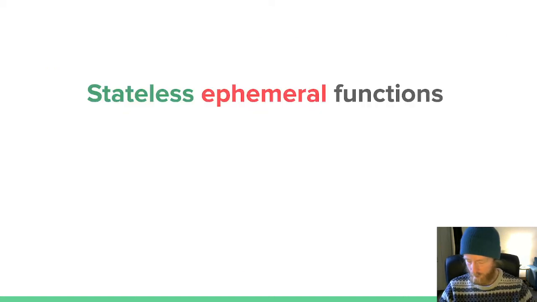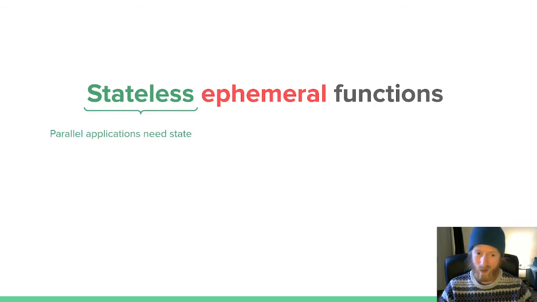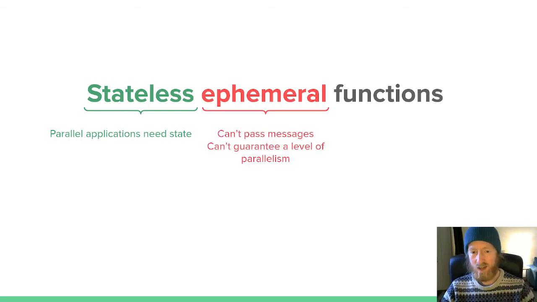So we believe the problem here is the dominant single programming model for serverless, which is stateless ephemeral functions. So this isn't particularly useful to parallel programming. Stateless, kind of goes without saying, parallel applications generally need some state. Ephemeral means that functions can't pass messages between each other. We also can't guarantee them a level of parallelism.